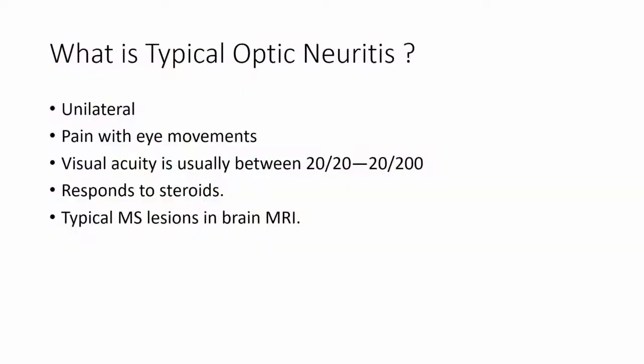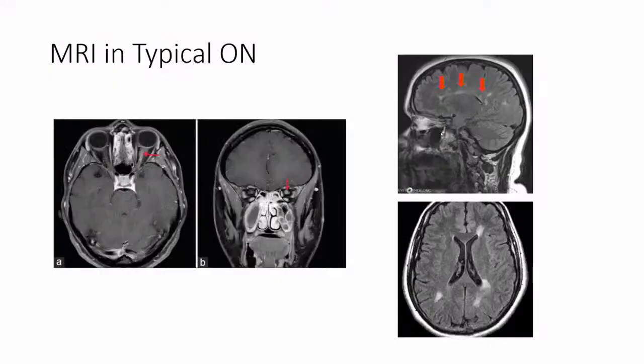So what is a typical optic neuritis? It's a disease that presents with unilateral loss of vision, usually associated with pain with eye movement, and the visual acuity can be between 20/20 to 20/100. And it responds to steroids, and what you would see if you obtain an MRI with these patients is the typical MS kind of lesions, and you probably would diagnose this patient as optic neuritis as a clinically isolated syndrome, and you would probably consider referring this patient to a neurologist.